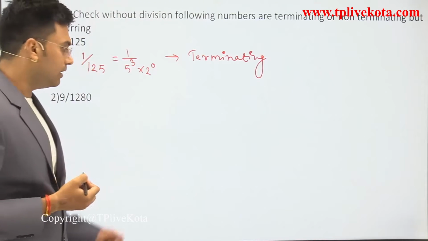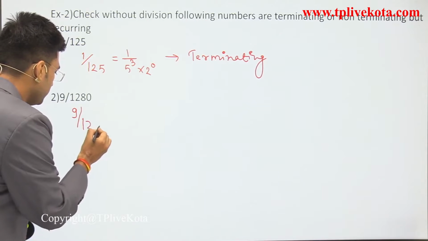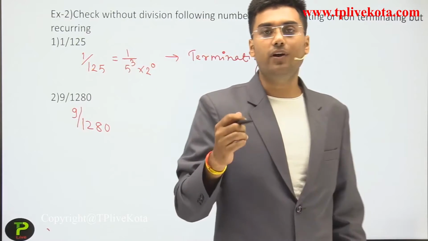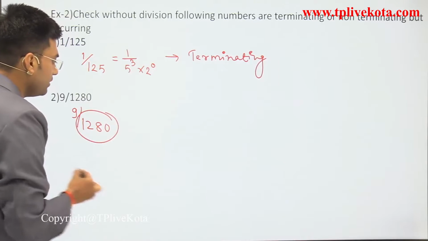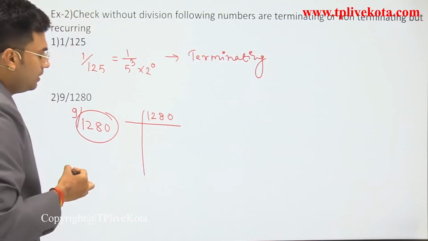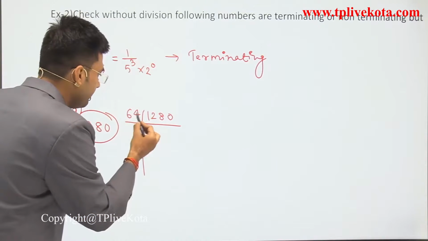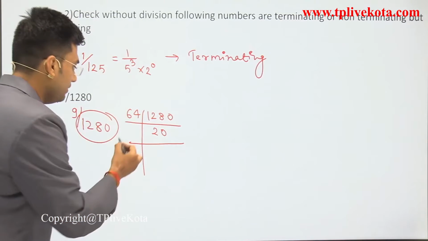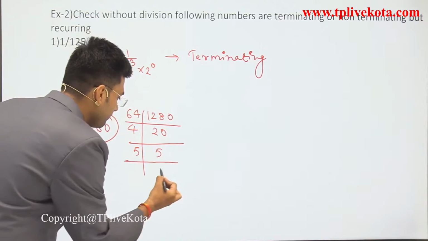Okay, now let's check 9 upon 1280. First of all, we have to prime factorize 1280. What are the prime factors of 1280? First of all, let's divide it by 64. When we divide it by 64, we will get 20. And let's divide 20 by 4, we will get 5. And divide 5 by 5, we will get 1.